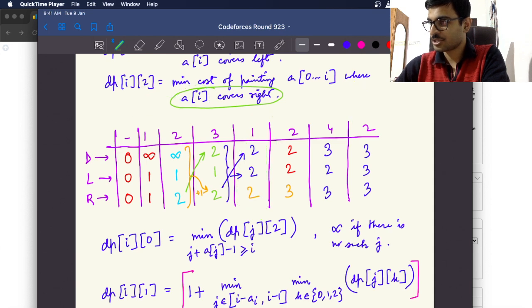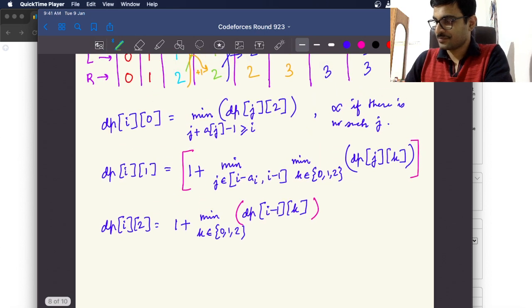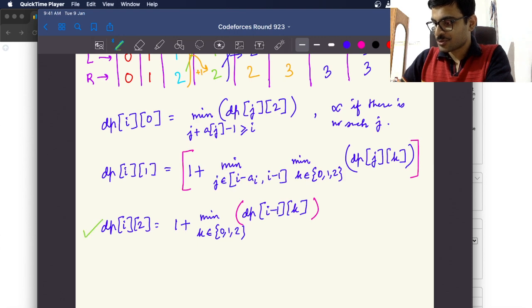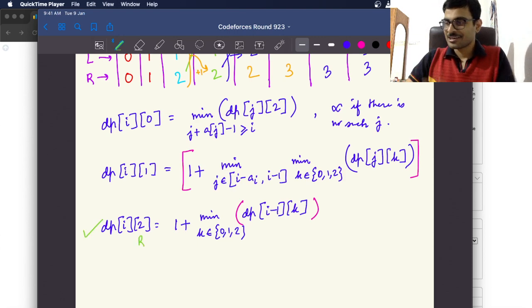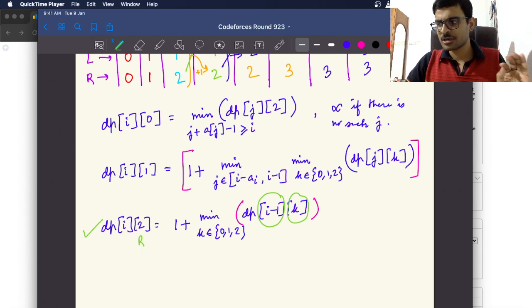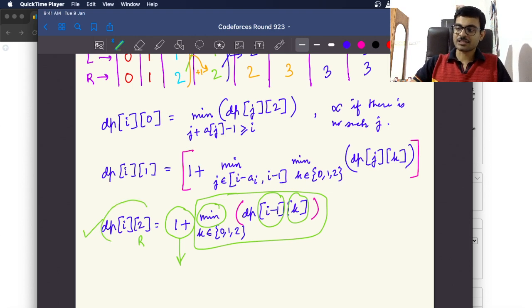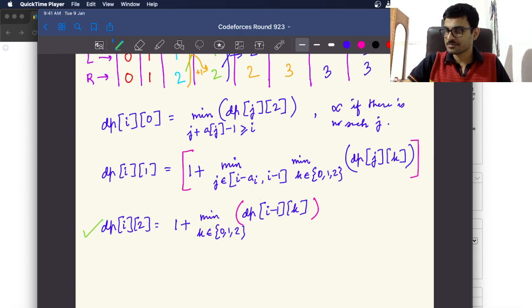Okay. Now let us see how the formulations look like. Exactly as we discussed. So dp of i 2, 2 means right, it is covering the right. So I'm basically saying, okay, for dp i minus 1, take all the possible states. However way you want to complete dp i minus 1, do it and take the minimum of all of them. To that add 1. Why 1? Because you're choosing a i for yourself and your right. So 1 for a i and the minimum for the previous elements. This will give you the answer for this one. Foolproof, nothing wrong over here. Great.